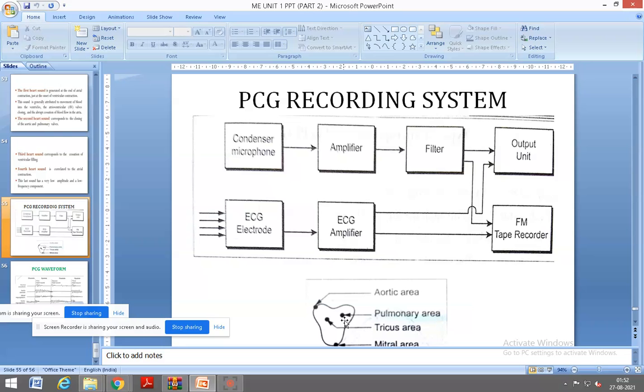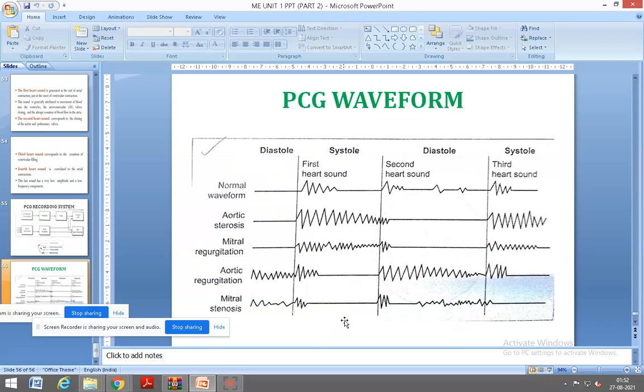Similarly, the ECG electrode will measure the biosignal from the heart, which is given to the amplifier and then recorded by the tape. That's all. So with these two methods, you can measure the PCG value, that is, the PCG graph. See the different waveforms given for PCG: a normal waveform, aortic stenosis, mitral regurgitation, mitral stenosis. For diastole and systole, there is nothing but closing and opening of your heart valves.